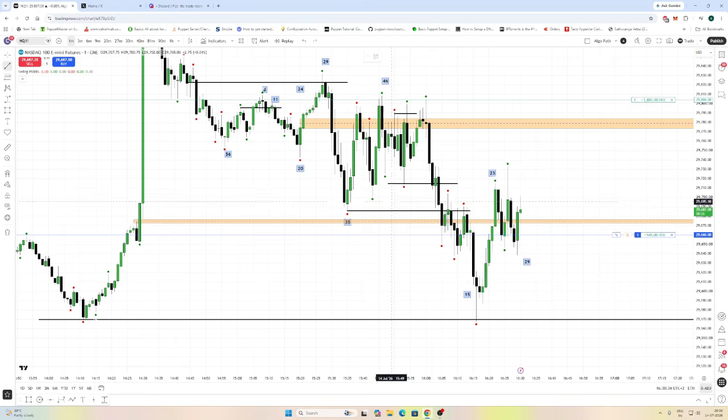So if we come below this at 35, we'll add more because we have this FVG left vacant. So the limit order will be somewhere here.